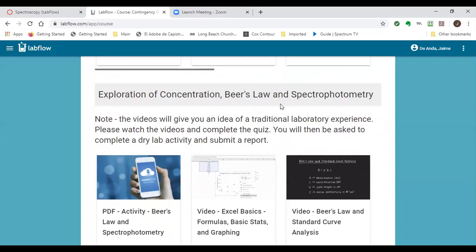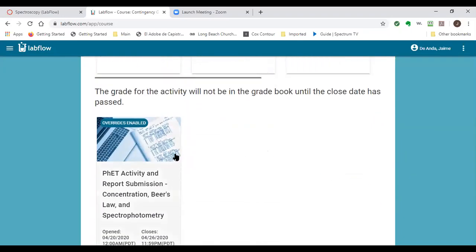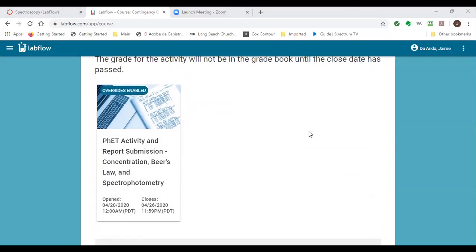You're going to start right here, where it's going to say exploration of concentration, Beer's law, and spectrophotometry. That's the activity you're going to do. There's a handout in here. There's a video to review how to do graphs in Excel. There's talking about this concept of Beer's law. And then there's an activity you're going to do. It has several parts, and you don't need to do it all in one shot, okay? You can simply do a little bit of it and then step out. It'll keep a log of where you're at, and when you come back in, it should put you back in where you left off, okay?